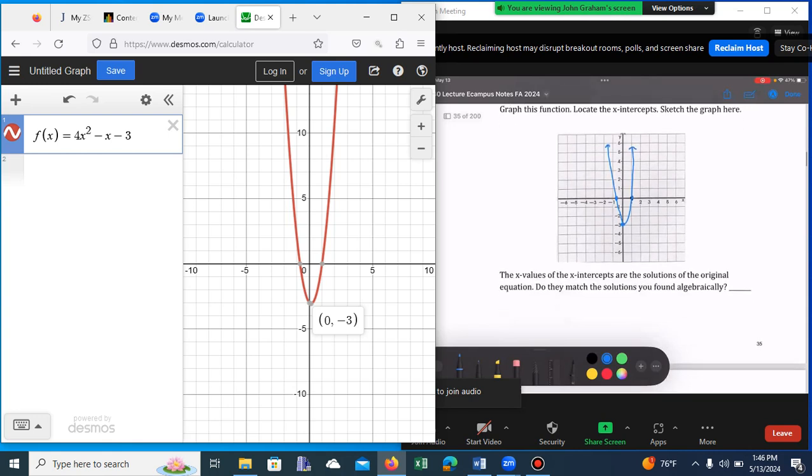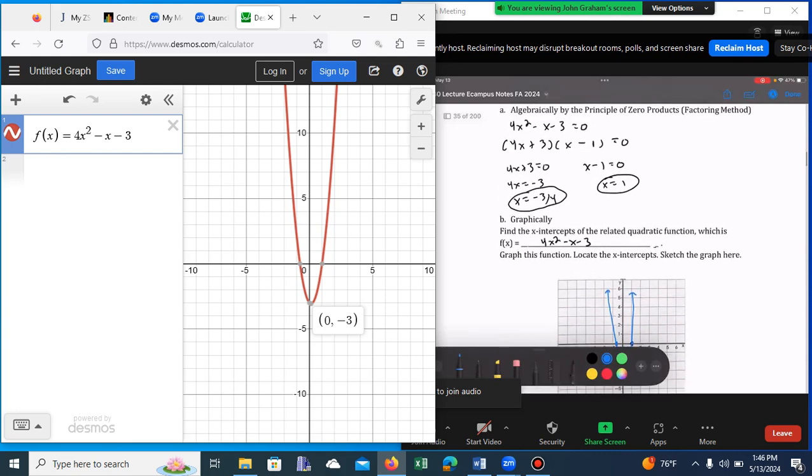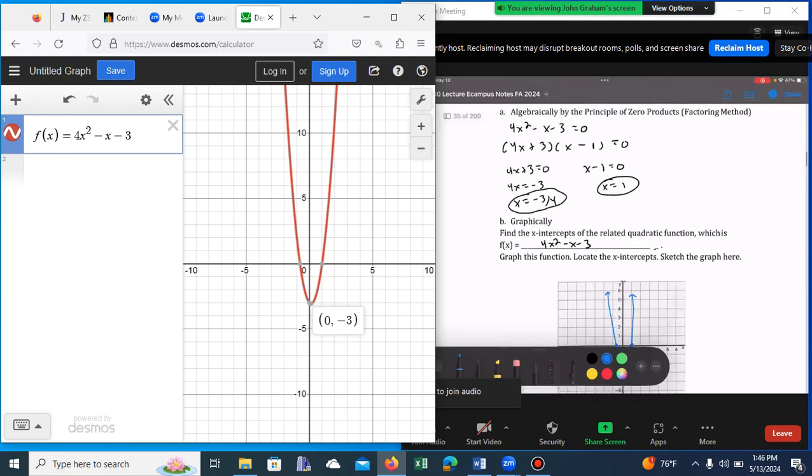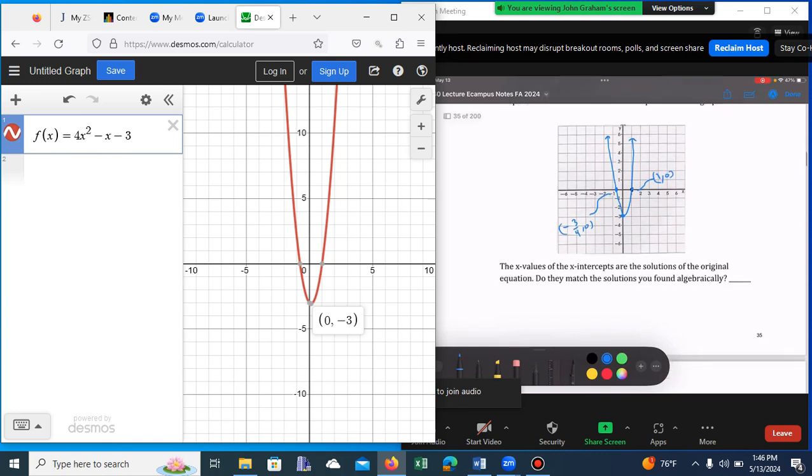And so your intercepts are your solutions to the equation that we had of 4x squared minus x minus 3. So your intercepts are negative 3/4, 0 and 1, 0. So they match what we found: negative 3/4 and 1.